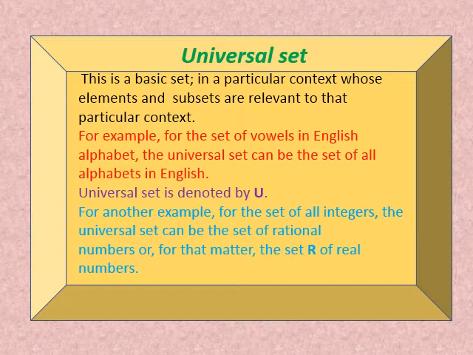I have given another example: for the set of all integers, the universal set can be the set of rational numbers or the set of real numbers. Okay, it depends on the situation. We have to define a set which must contain all the elements of any other given set. So the universal set is nothing but a set which contains all the elements of the given other set. I hope I am clear. So pause and note down the points.